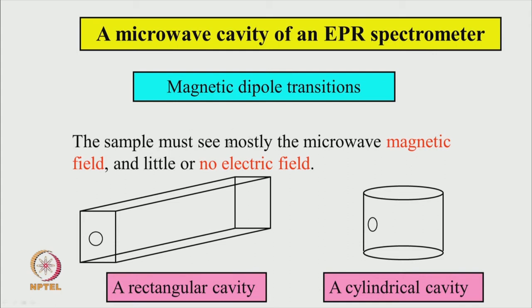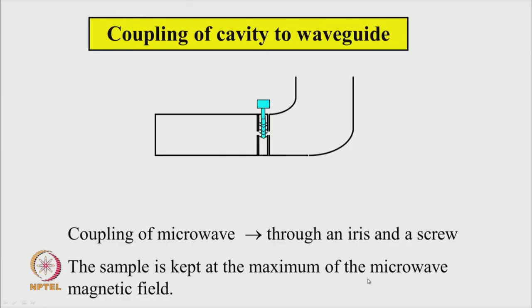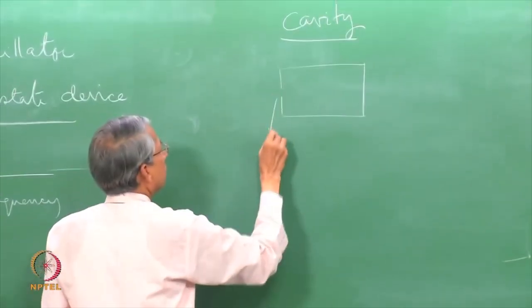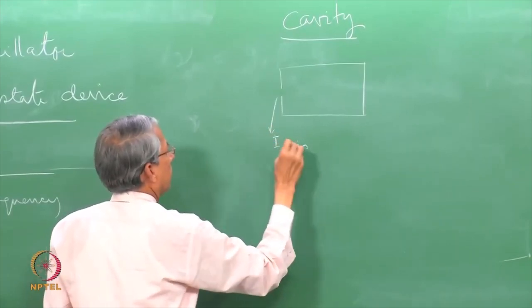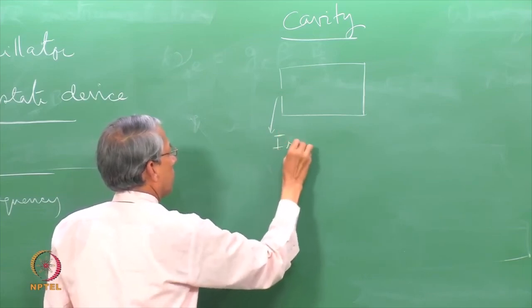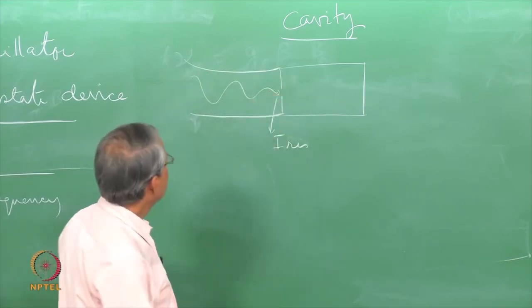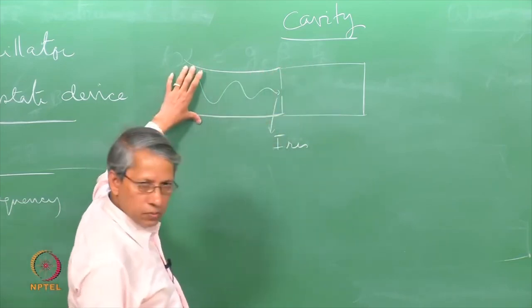In other words, the sample must see mostly the microwave magnetic field and little or no electric field, because microwaves can also cause electric field transitions, and that is not what we are trying to look at. So, two designs are given here, a rectangular cavity and a cylindrical cavity. And then there is a hole kept here, we call it the iris hole, and the waveguide can allow the microwave to enter through this hole. That is the way the waveguide is coupled to the rest of the microwave circuit.